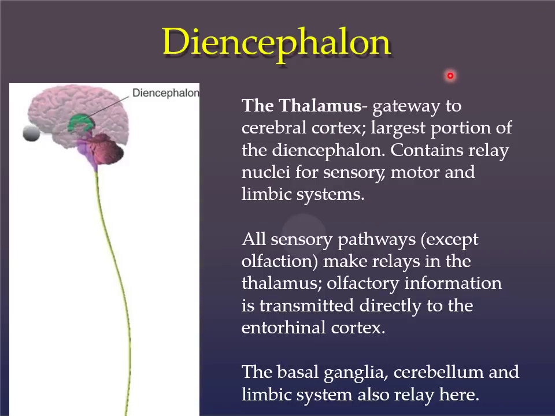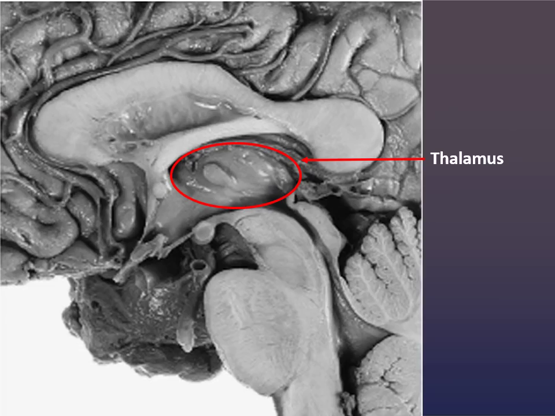Now, the diencephalon includes the thalamus and hypothalamus. Here we'll look at the thalamus. It is the gateway to the cerebral cortex. It contains relay nuclei for sensory, motor, and limbic systems. All of the sensory pathways, except for olfaction, make relays in the thalamus. That is the somatosensory pathway, the visual pathway, and the auditory pathway, all travel through the thalamus, synapse there, and then send their fibers up through the internal capsule to the cortex. The basal ganglia, cerebellum, and limbic system also relay in this region.